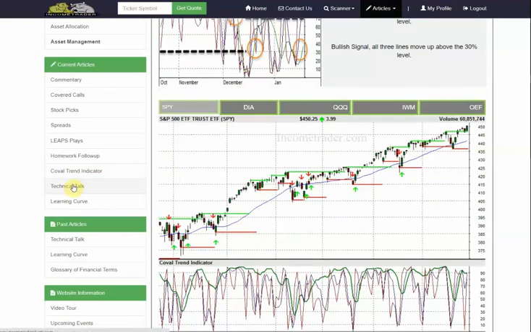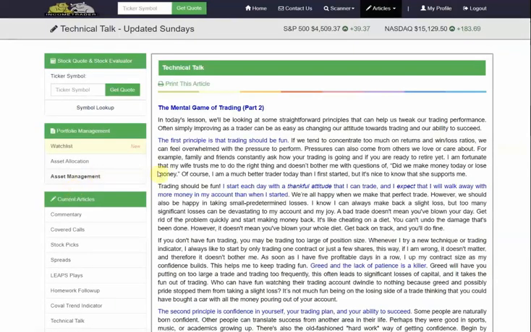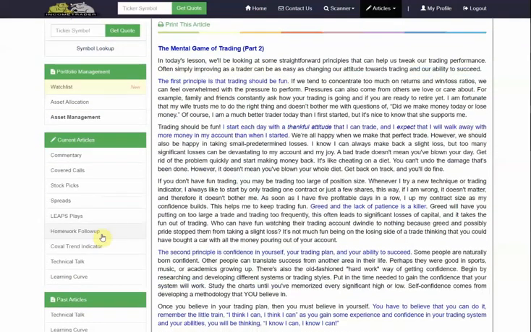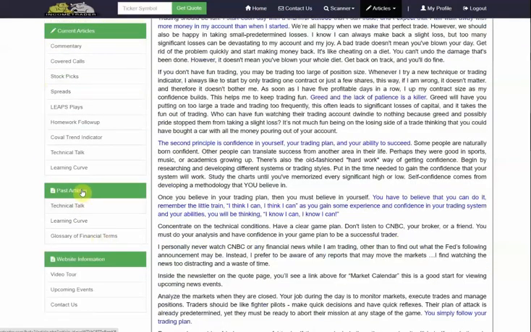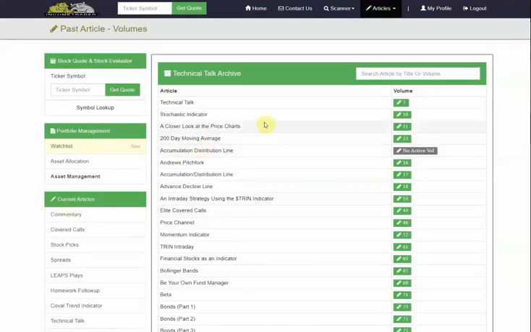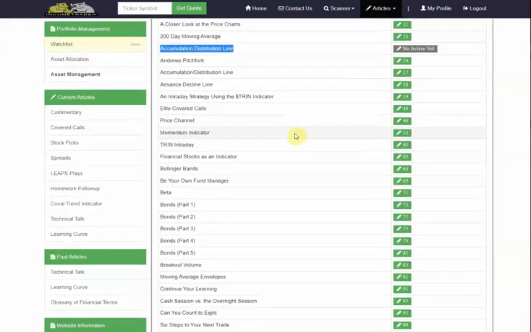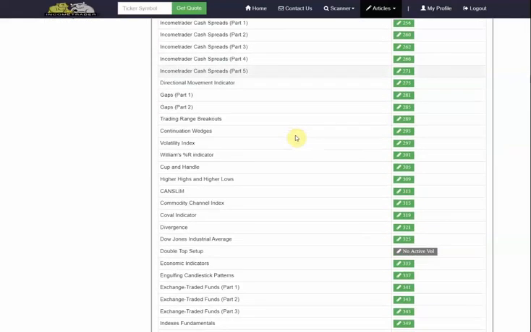Under this, we have technical talk. Every time we go back and start writing about some technical indicators, what are pitchforks, what are double bottoms, just technical indicators, how to read charts, we update this every Sunday. You can go back if you'd like into the past article section right through here on the left-hand side and click on technical talk and say, I'd like to take a closer look at how to read charts, or what is the 200-day moving average? What's the accumulation distribution line? And there are all kinds of articles on here for you to go back and read.